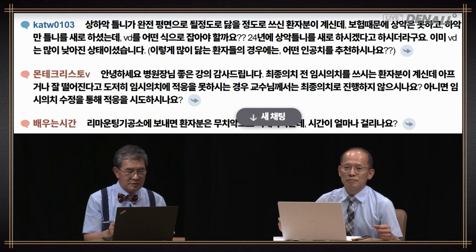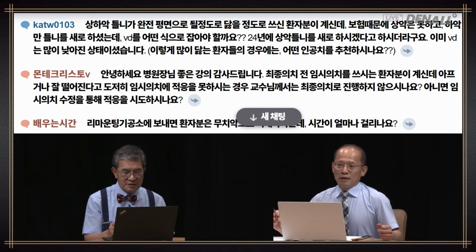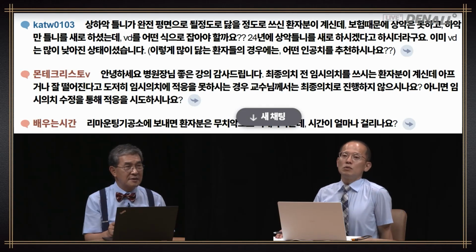KATW0103 says there's a case where the denture on the maxillomandibular side has become flat, but due to insurance only a denture for the mandibular side can be created. What should I do with the vertical dimension? The upper part I can only do in 2024, but the vertical dimension is already very low. For this type of case, what kind of artificial tooth do you recommend?